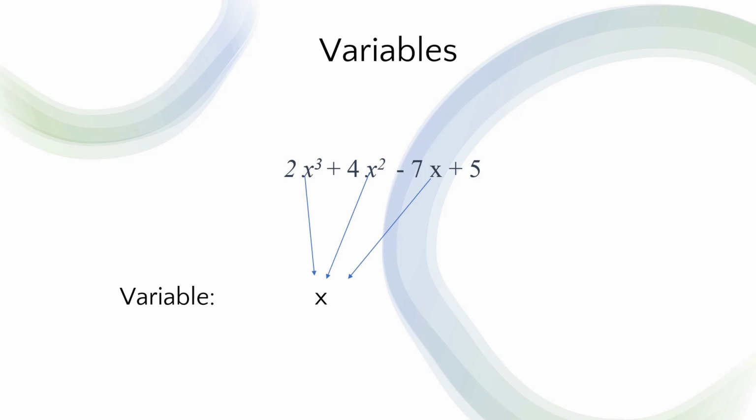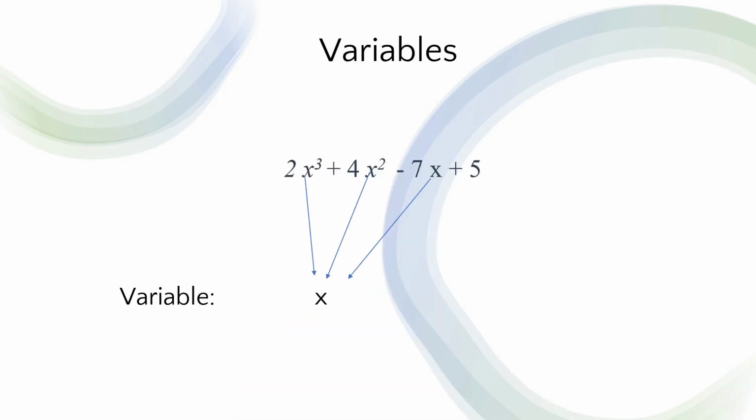First, we have the variables. In a polynomial, these are usually represented by letters like x, y, or z. Variables can take on different values, and in polynomials, they are raised to non-negative integer exponents. For example, in the polynomial 2 times x cubed plus 4 times x squared minus 7 times x plus 5, our variable is x, and the exponents associated with it are 3, 2, 1, and 0, respectively.